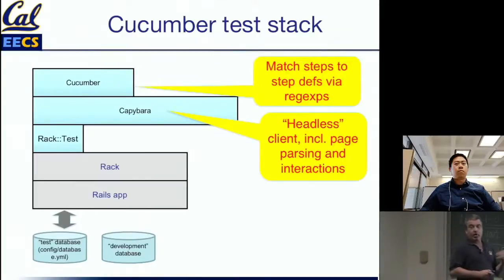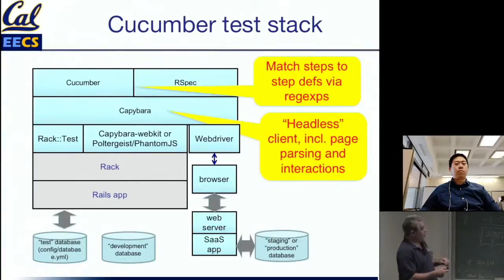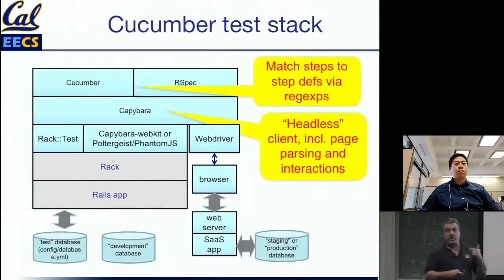When we start talking about other kinds of testing, we're going to add RSpec, which we're going to use for writing unit and module tests. And the reason that I pointed out that all of this is occurring in the same process is there's another scenario that you can use to test a staging app where they're in different processes.